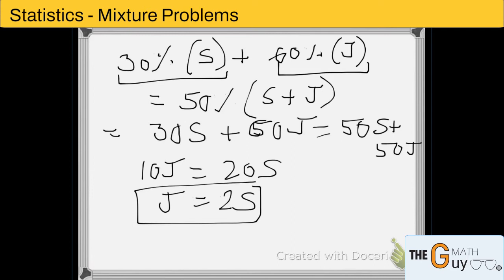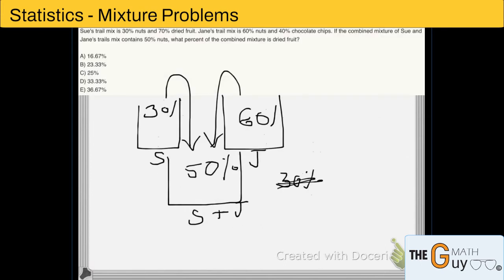Now we can basically explain the entire problem in one variable, let's say S. Let's go back to the first slide. So now we know that this is basically 3S. This is 2S. Now we need to figure out what percent of the combined mixture is dried fruit.